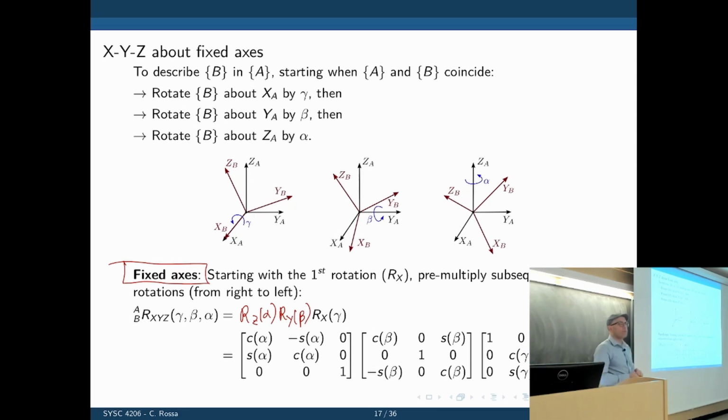Why are they to the left? Why are the multiplications to the left? That's simply how it works mathematically.